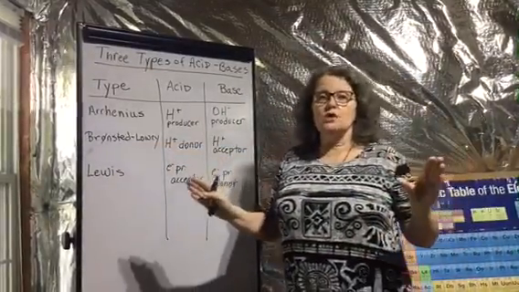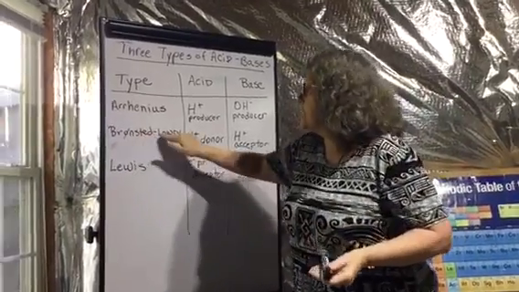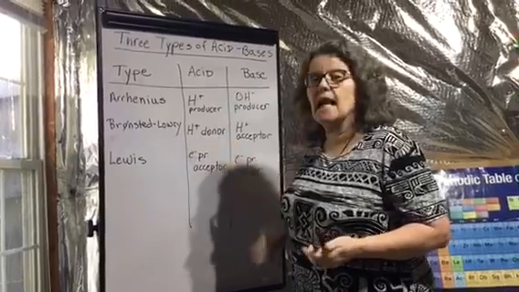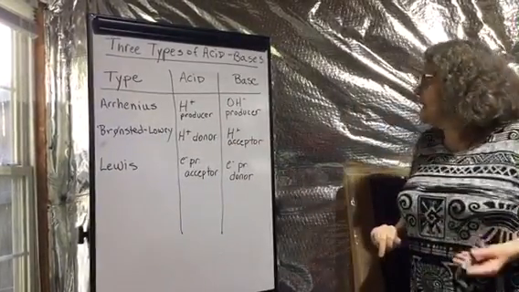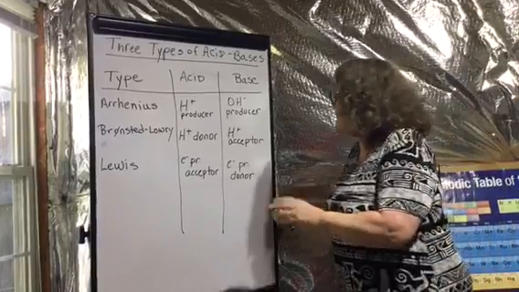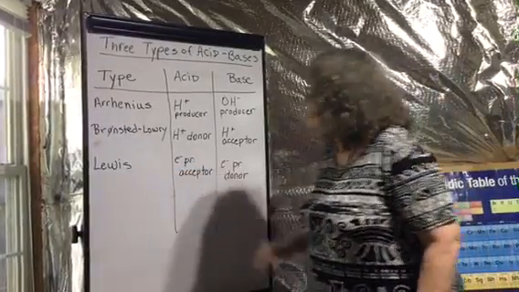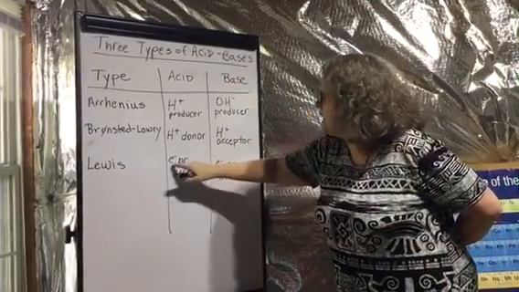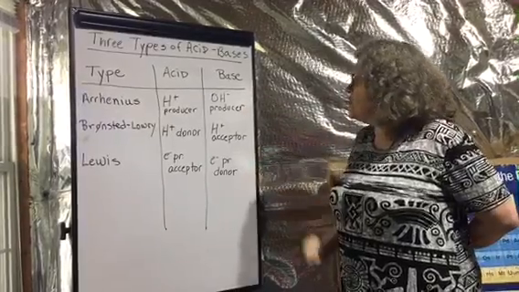That's the classic definition. But we can actually go a little further. Bronsted-Lowry, two individuals, roughly the same period of time, came up with the same idea. The Bronsted-Lowry type of acid base says an acid is a hydrogen ion donor and a base is a hydrogen ion acceptor. And there's a third definition, Lewis, and he took it even further. He said an acid is an electron pair acceptor and a base is an electron pair donor.